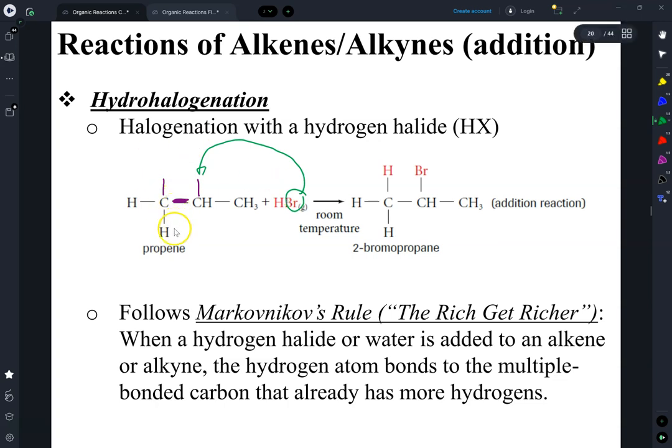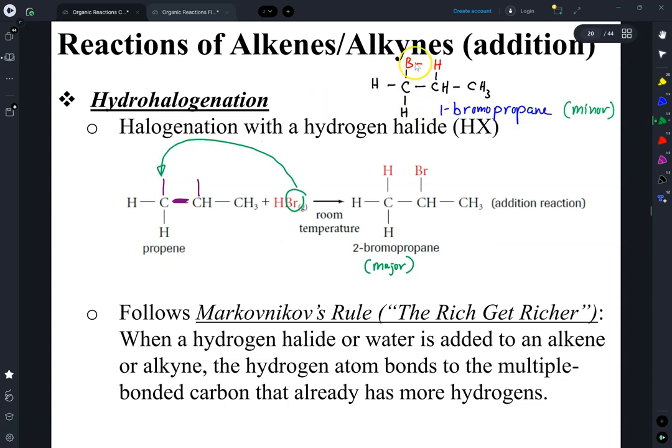But as we saw before, just because something is unlikely to occur doesn't mean it's impossible to occur. And anything that can happen does happen. So according to Markovnikov's rule, the hydrogen is most likely to attach to this site, making 2-bromopropane the major product. If, on the other hand, the bromine latched onto the number 1 carbon instead, you would form 1-bromopropane, which would be your minor product.